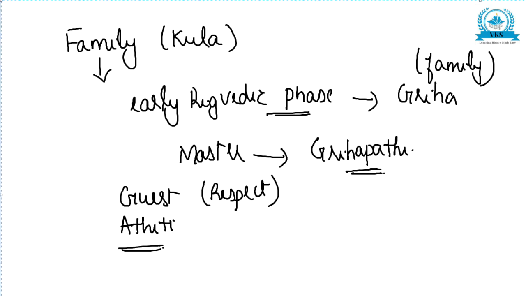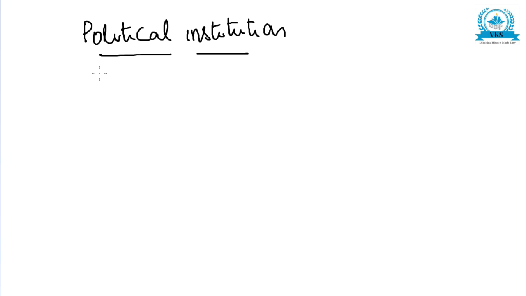Now let us move on to the next topic. The next topic is evolution of political institution. So we saw about social institution. So next is political institution. The early Vedic political institutions were characterized by elements commonly associated with tribal polity.